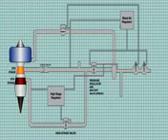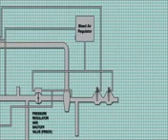Now let's look at the operation of the PRSOV. Remember that the PRSOV and the bleed air regulator work together to control the bleed air system pressure.